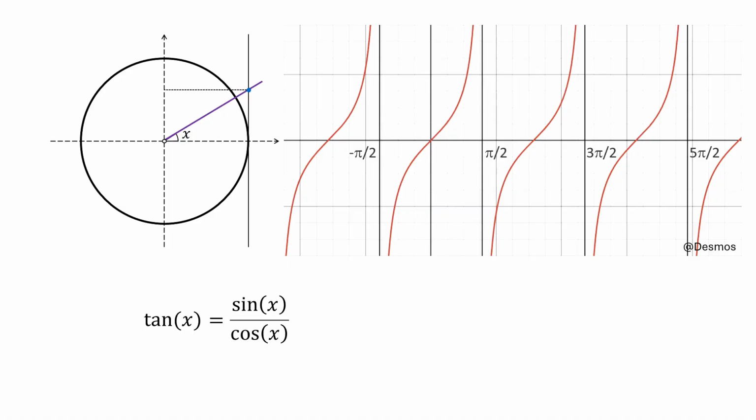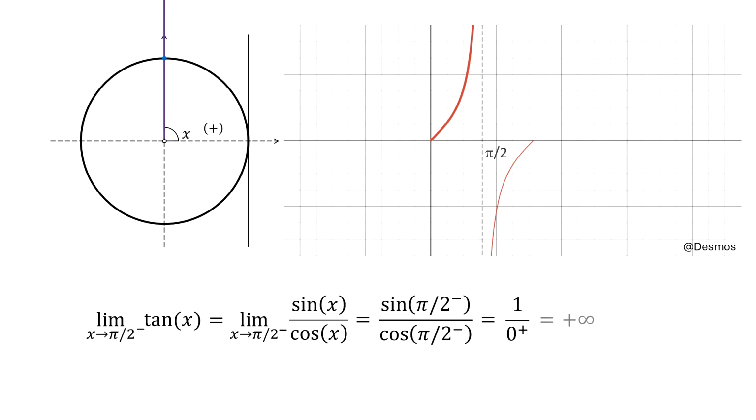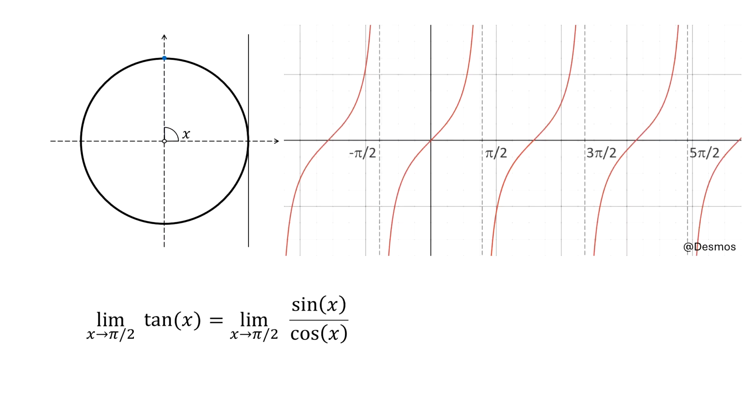Why does this happen? Look at the limit as x approaches pi over 2. From the left, cosine is positive but getting extremely close to 0. Dividing by an infinitely small positive number forces the tangent to positive infinity. From the right, cosine is negative, driving tangent down to negative infinity. This exact behavior repeats at every asymptote across the domain.